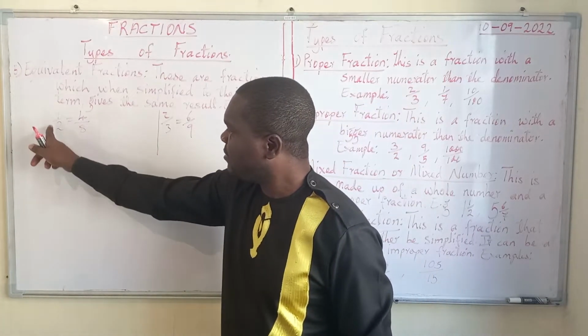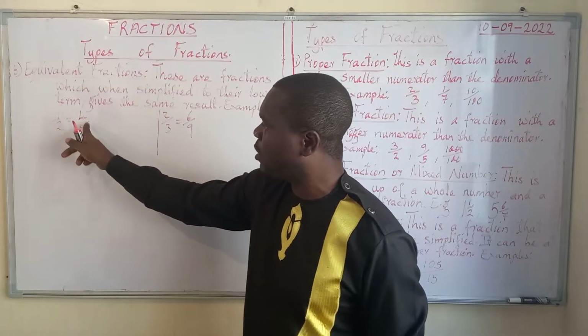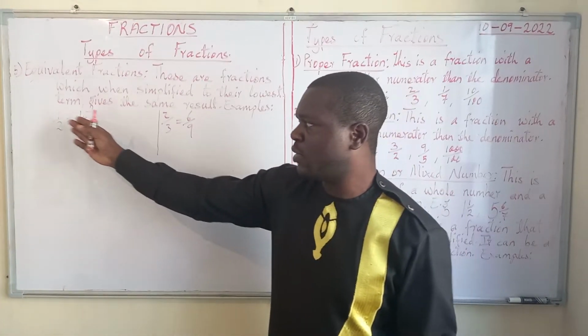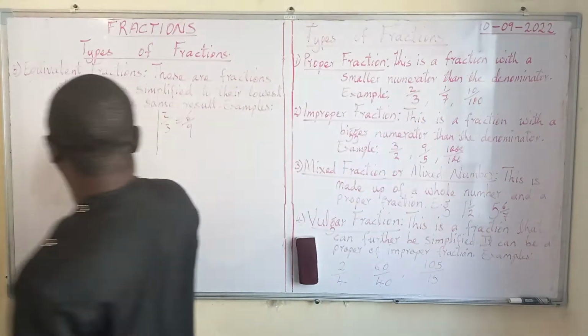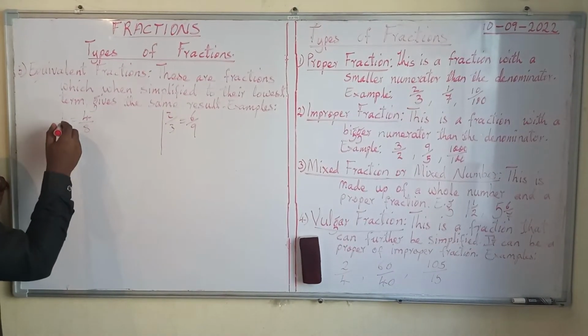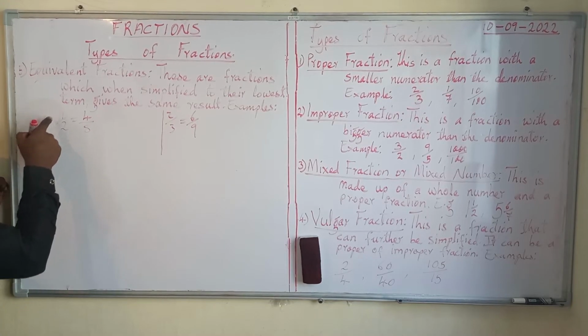We have half, or 1 all over 2, is the same as 4 all over 8. How are they the same? If you look at this, it looks like they are far apart, they are different. But let's simplify 4 all over 8 and see if it gives us the same result as half.